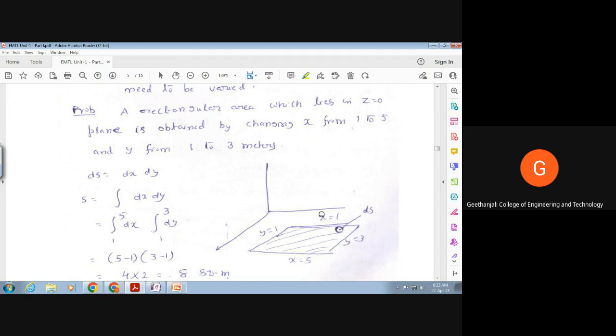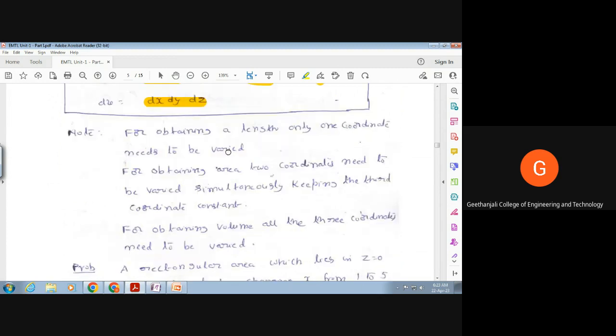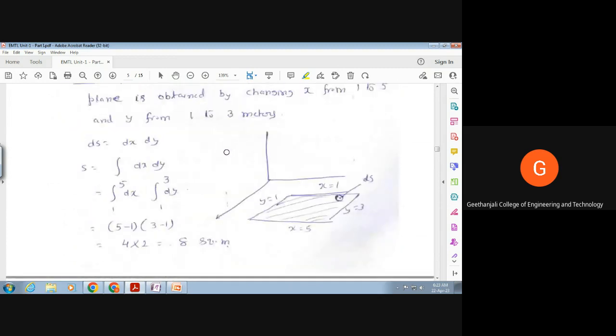Once Z is constant, dz is 0. If I substitute this, the terms containing dz would be 0, so dx into dz is 0. Similarly, dy into dz also would be 0. You are left with ds is equal to dx dy az. The magnitude of ds is equal to dx into dy. So that is one way of picking up the appropriate term.